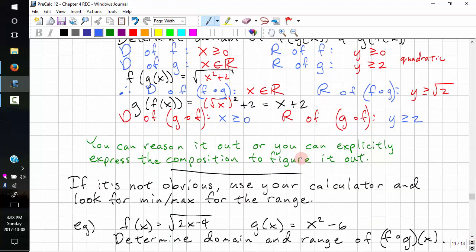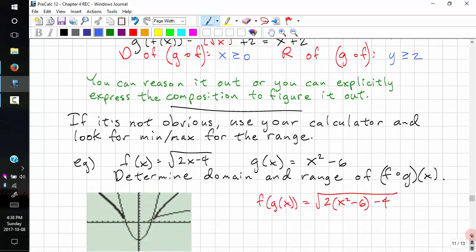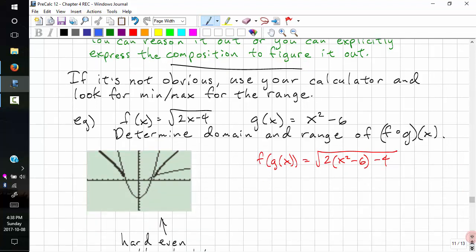So you can reason out, or you can explicitly express the composition and figure it out. If it's not obvious, you can use your calculator and look for the min and max for the range. However, your calculator isn't always going to help you out, and sometimes you're just going to have to figure it out algebraically. Here's an example.